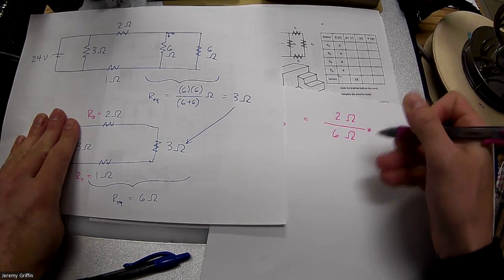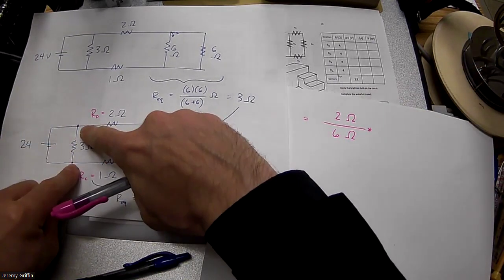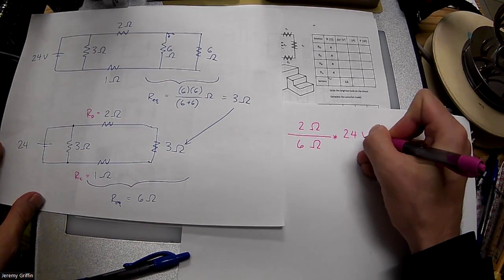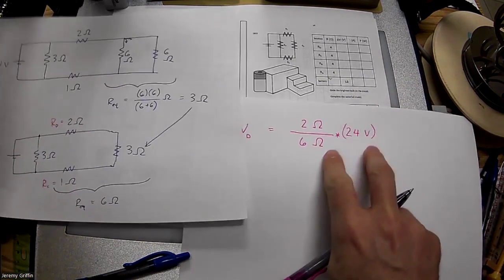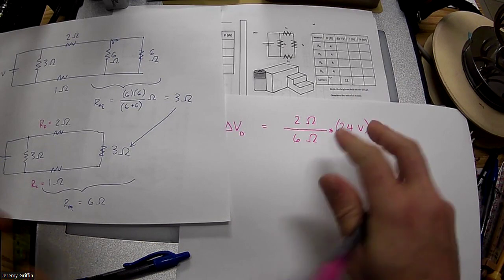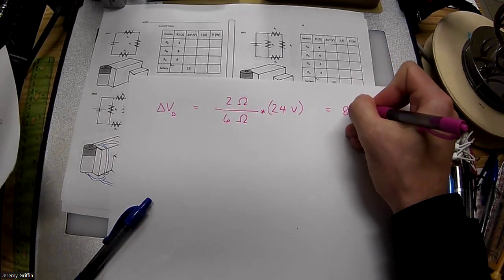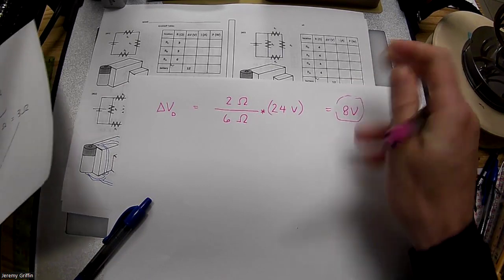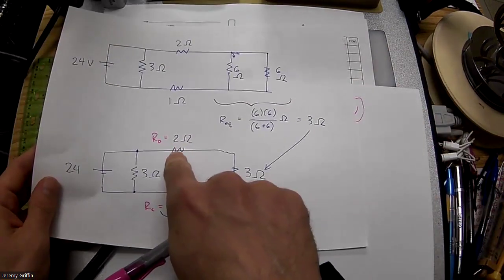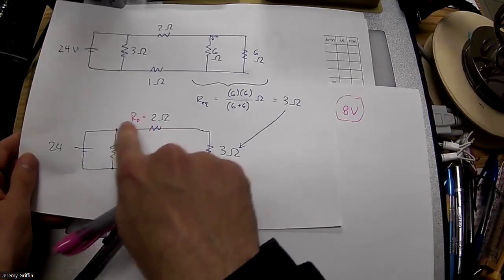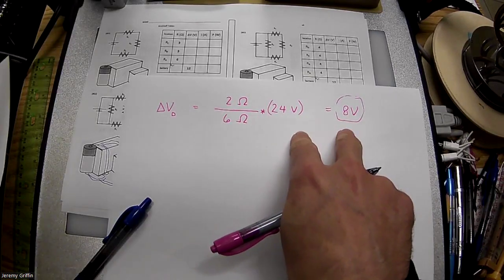Ratio of what? It's a ratio of how many volts drop. From this point to this point, I know it's 24 volts drop altogether. So it's 2/6 of 24 volts. It's like a third of 24 volts. Is that like 8 volts? So 8 volts drop across that resistor, because it's 2/6 of 24 volts.